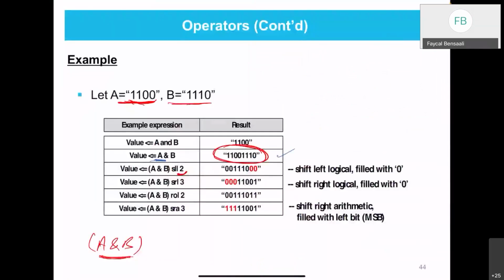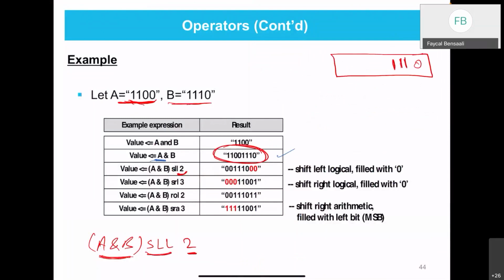So here we shift logical. What we want to do is a logical shift left, by 2 positions. So what does it mean? What will happen? We have 8 bits. We start with 8 bits, and the result should be 8 bits as well.